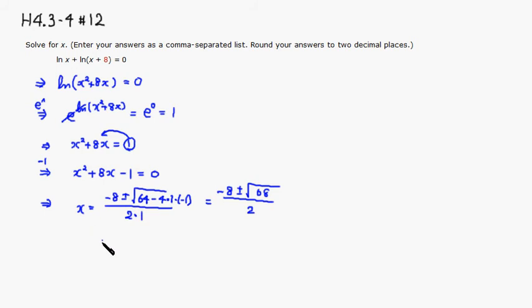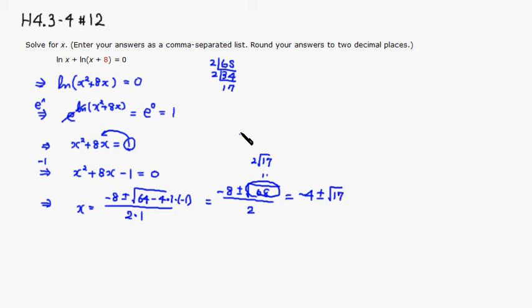So let's simplify 68. I'm going to do it up here. 68 has a factor of 2, so 34, and it has another 2, 17. So this is the same thing as 2 square root of 17. So we can simplify it as negative 8 divided by 2 is negative 4, plus or minus 2 times square root of 17 over 2, which is square root of 17.